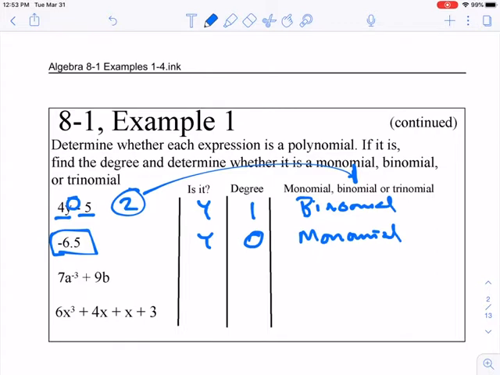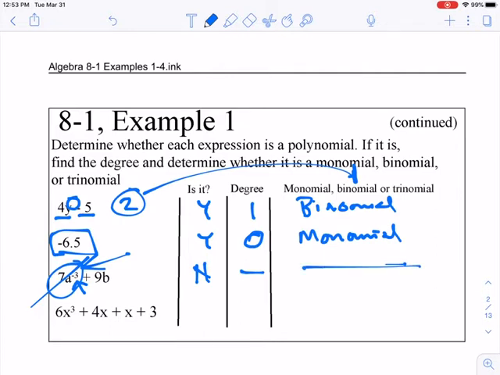Next one. This is a deal breaker right here because we have a negative exponent. And because we have a negative exponent, this is not a monomial. And because this is not a monomial, this whole thing is not a polynomial because it has to be an adding or subtracting of things that are each a monomial. So this would be no degree, doesn't matter, and here it doesn't matter.